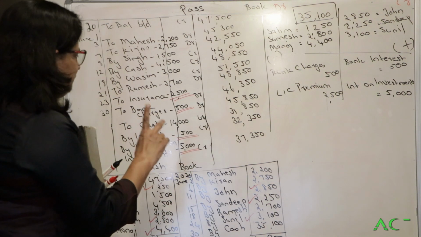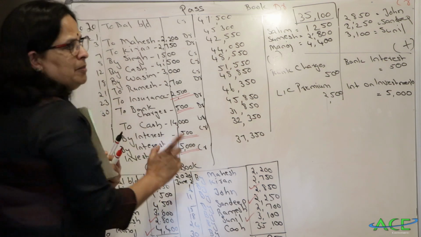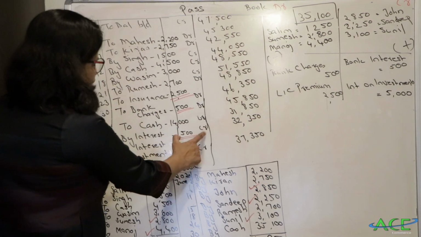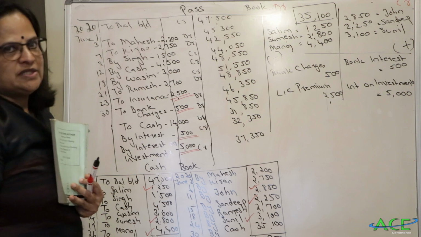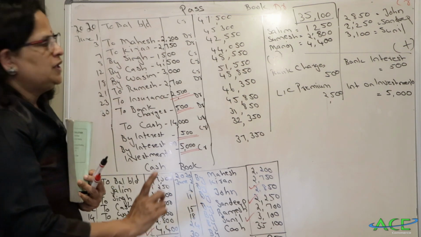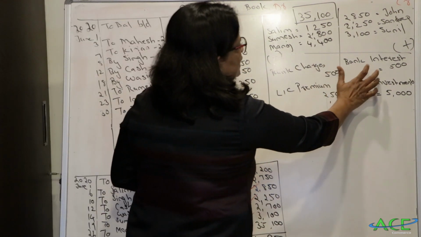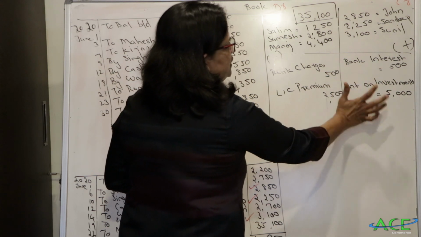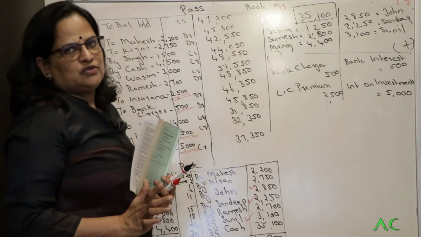And similarly, two bank credits: bank interest 500 and interest on investments. It has not come in the cash book. So here we will write it on the credit side. Interest 500, interest on investments 5000.